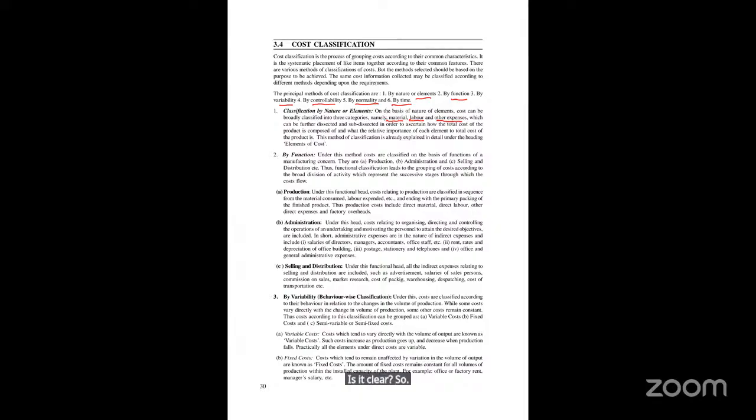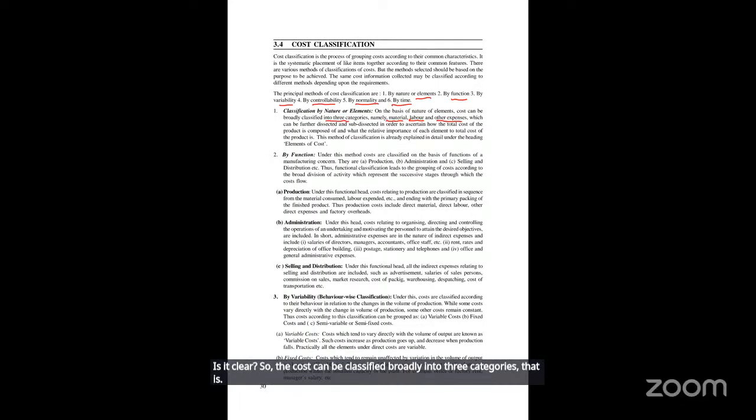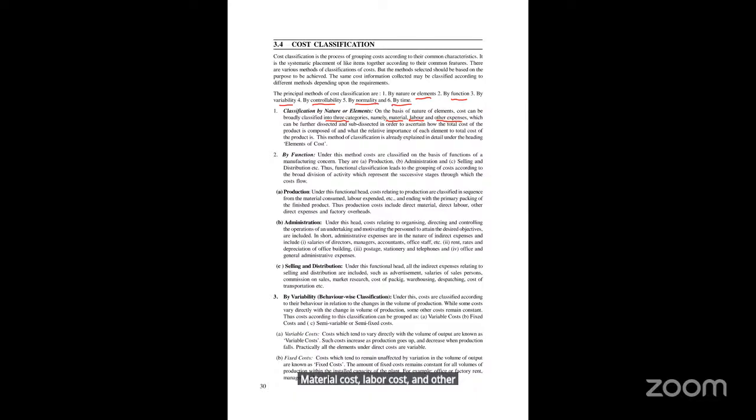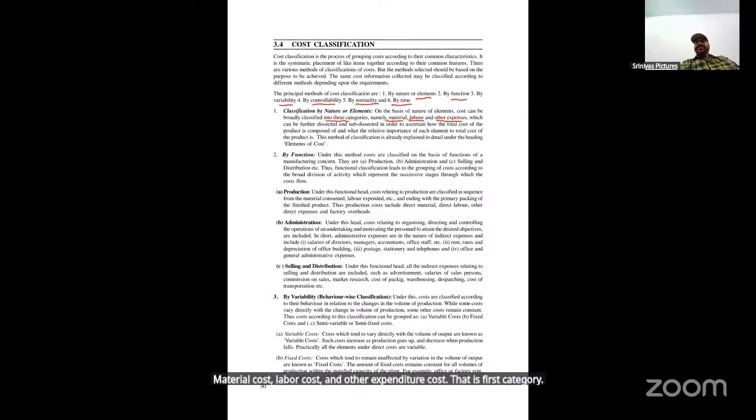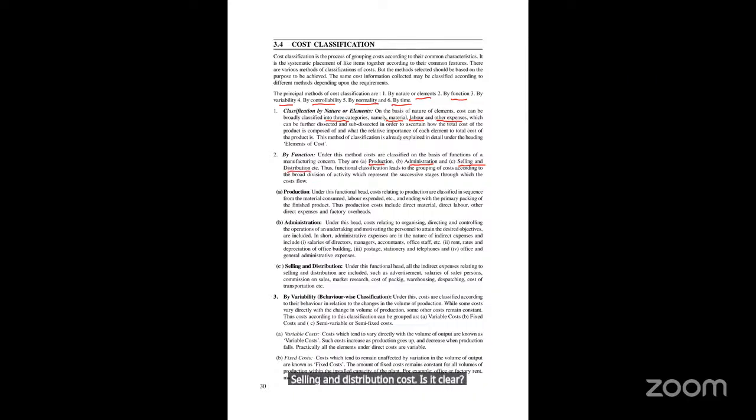So the cost can be classified broadly into three categories: material cost, labor cost, and other expenditure cost. That is the first category. Second category is what? The second category talks about the basis of functions. Based on function, we classify into production cost, administration cost, and selling and distribution cost. Is it clear? Yes, sir. Next one is what?